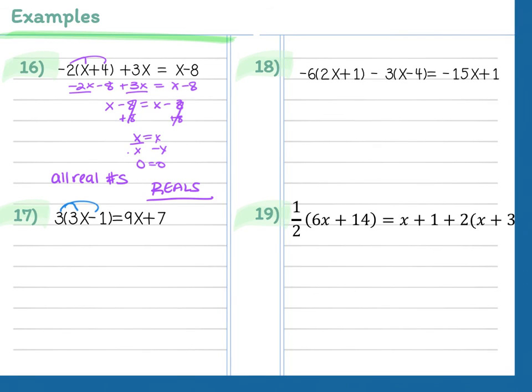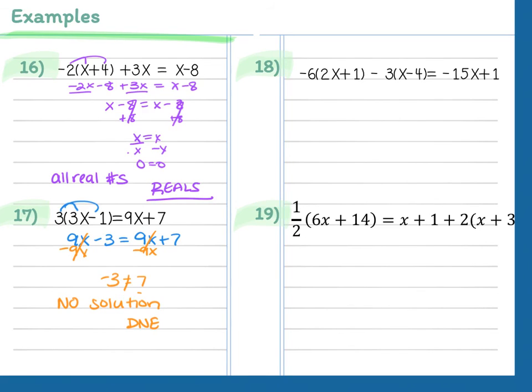All right, so distribute here. 9x minus 3 equals 9x plus 7. So close to being the same thing, but the constant's different, so it's not. Let's say I subtract the 9x first, these cancel and these cancel, and I get negative 3 equals 7. Okay, and we know that negative 3 does not equal 7. So this is a no solution question. Okay, and on WebAssign, you will write it as DNE for does not exist.